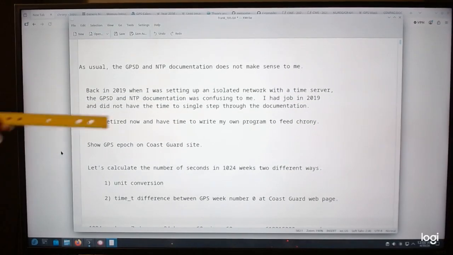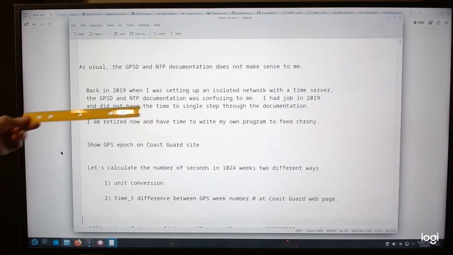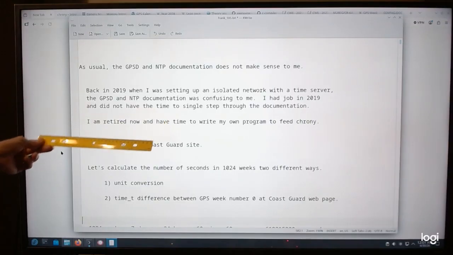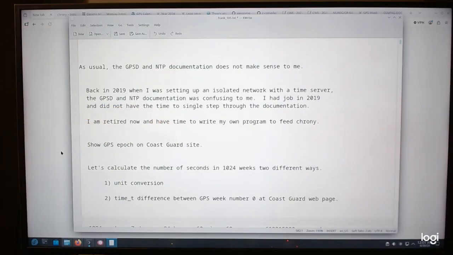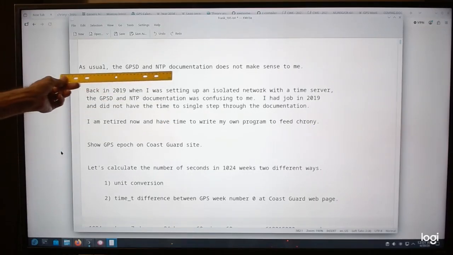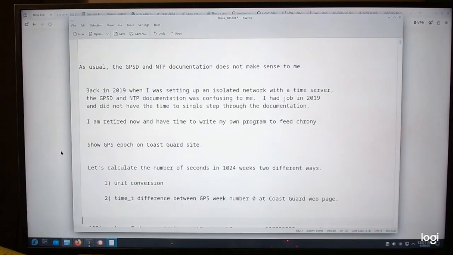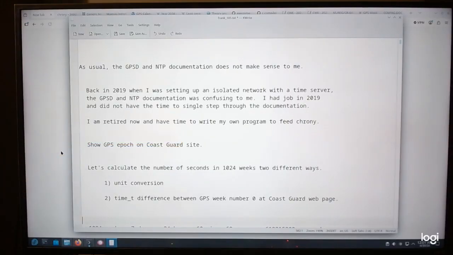I want to tell you now, back when I was trying to set up those isolated networks, I had a job, and I was not able to really single step or go through the documentation thoroughly. But now I'm retired and I have time, and I'll kind of show you what I'm talking about.